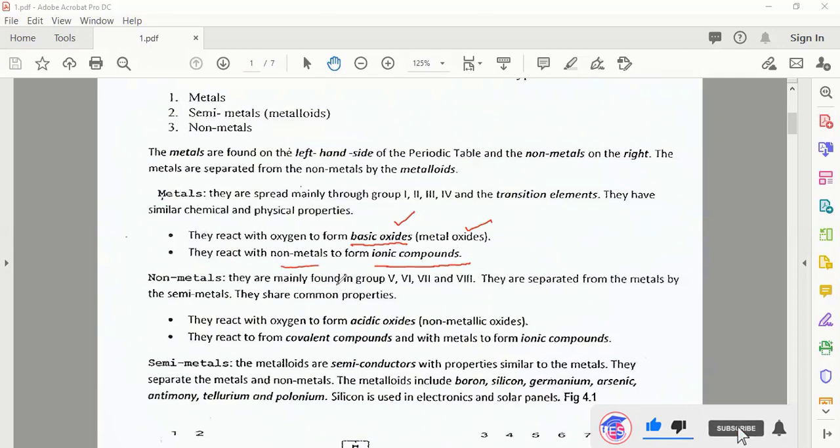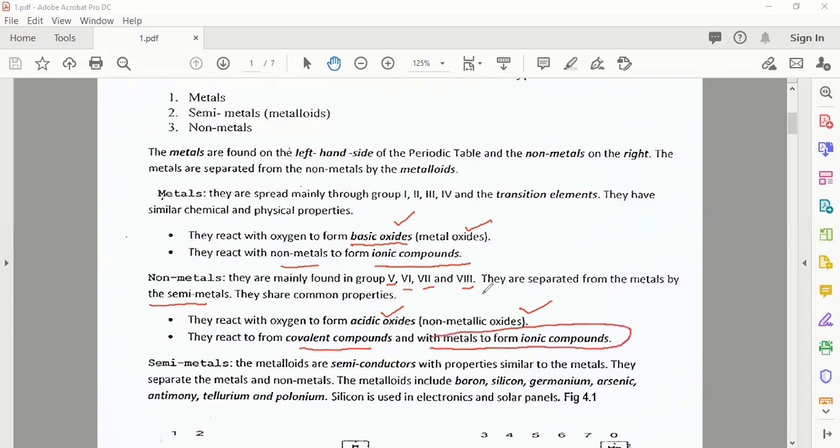Now non-metals, they are mainly found in group 5, 6, 7, and 8. They are separated from the metals by semi-metals. What are their common properties? They react with oxygen to form acidic oxide or non-metal oxide. They form covalent compounds, and with metals they form ionic compounds. If a non-metal reacts with a non-metal, which compound do they make? Covalent compounds. And if a non-metal reacts with a metal, they form ionic compounds. So this is the main difference between them.